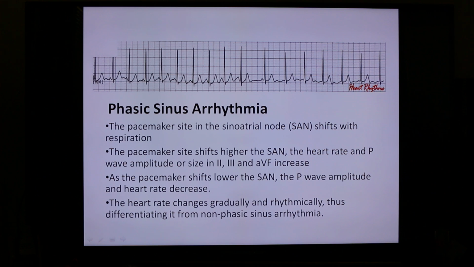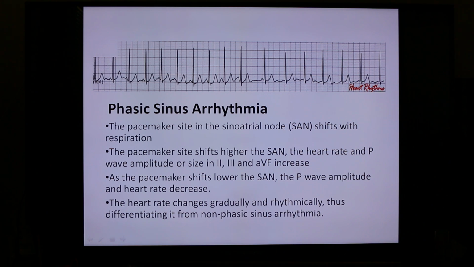When the pacemaker site shifts higher in the SA node, the heart rate and the P wave amplitude, or size, in leads 2, 3, and aVF increase. As the pacemaker shifts lower in the sinoatrial node, the P wave amplitude and heart rate decrease. The heart rate changes gradually and rhythmically, thus differentiating it from non-phasic sinus arrhythmia.